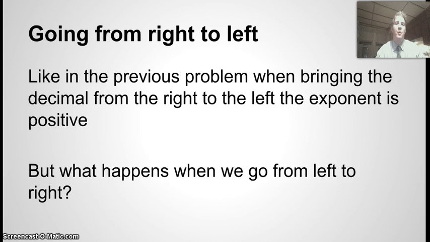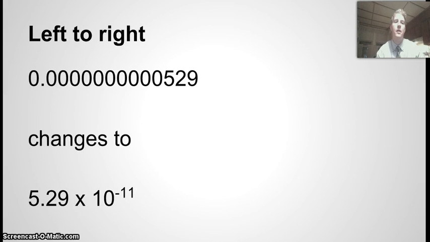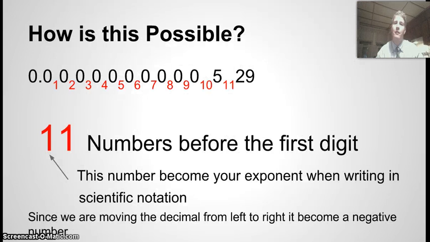Now, what happens when we have to change a number that is very small? A very small decimal number where we have to move the decimal from the left to the right. A number that might look like this. 0.0000000000529 can change to 5.29 times 10 to the negative 11th. Now you guys might be looking a little confused, but it's alright. It's quite simple. It's going to be the same process that we did before.